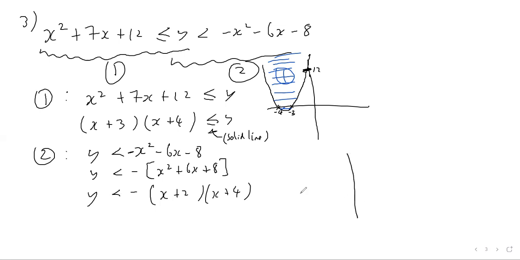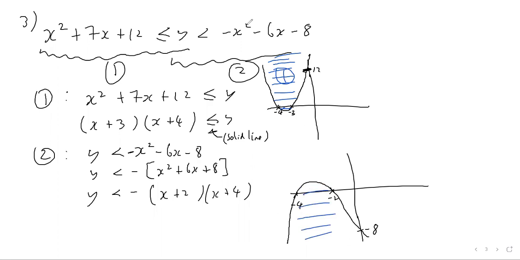If we just sketch this graph, the key thing is that we've got a negative quadratic because of the negative sign. So it's going to be an upside down shape like that. We've got roots at -2 and -4, and we've got a y-intercept at -8 there. So perhaps the curve is going to look something like this, going down like that. So where is the y coordinate less than that curve? Well, it's below the curve, so it would be this region here.